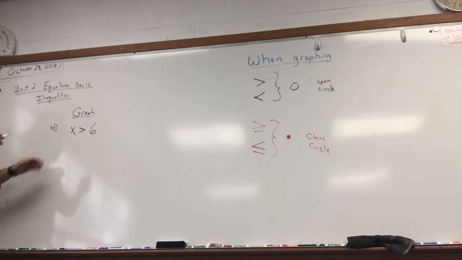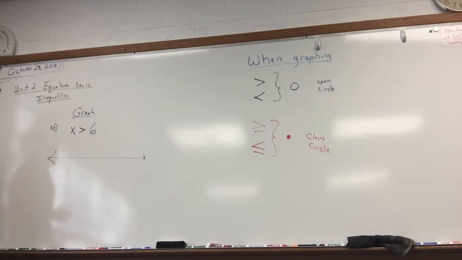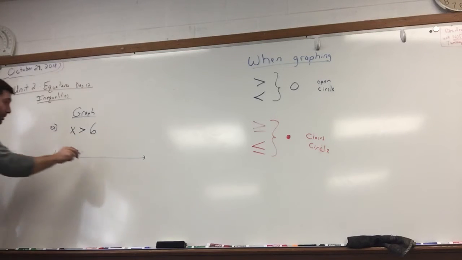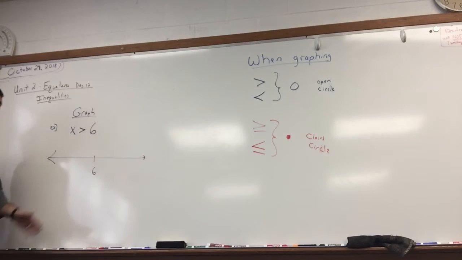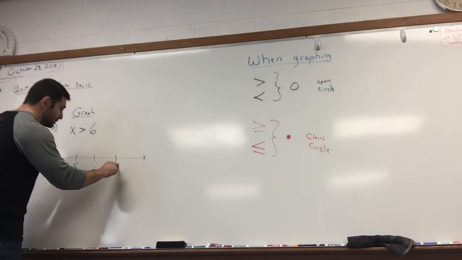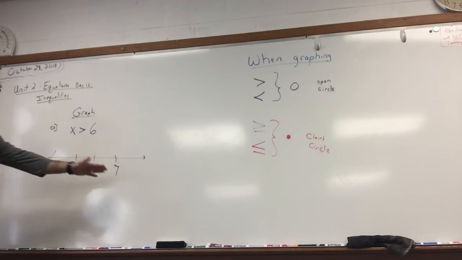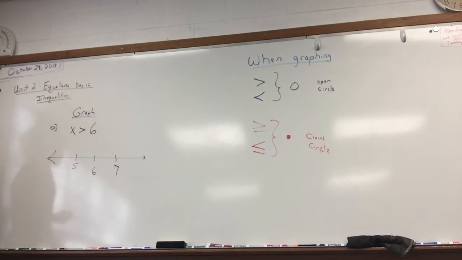So when we graph this, we always start with the same thing. Here's what I want to see. I expect to see at least 3 numbers. The number that's given goes in the middle. I need 1 number less. I need 1 number more. That's all I need to see on my number line. Everybody with me so far? I need 1 number less, 1 number more, and the number that we're asking.